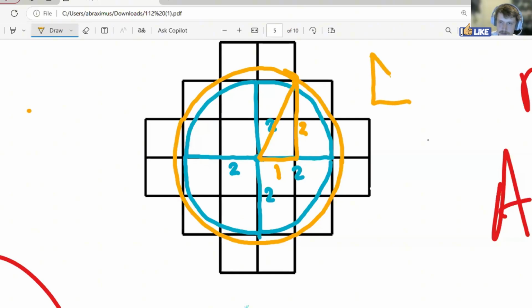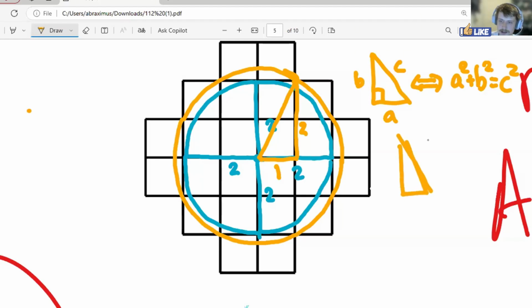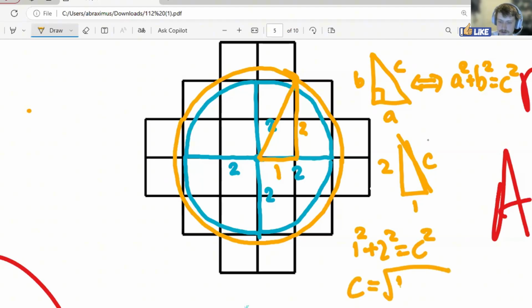So I'm just going to remind everyone of the Pythagorean theorem. This theorem is actually much older than Pythagoras, and they call it different things in different languages. But in English, the Pythagorean theorem says that whenever we have a right triangle, a squared plus b squared is equal to c squared. The squares of the two side lengths sum to the square of the hypotenuse. So we can use that here to find the radius of the largest circle. Let's call this c, then 1 squared plus 2 squared is equal to c squared. So c is equal to the square root of 1 plus 4, which is equal to the square root of 5.